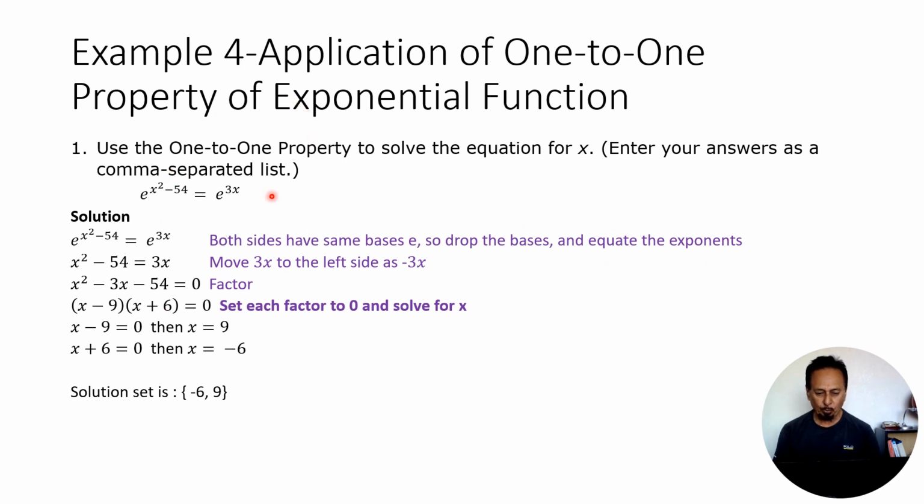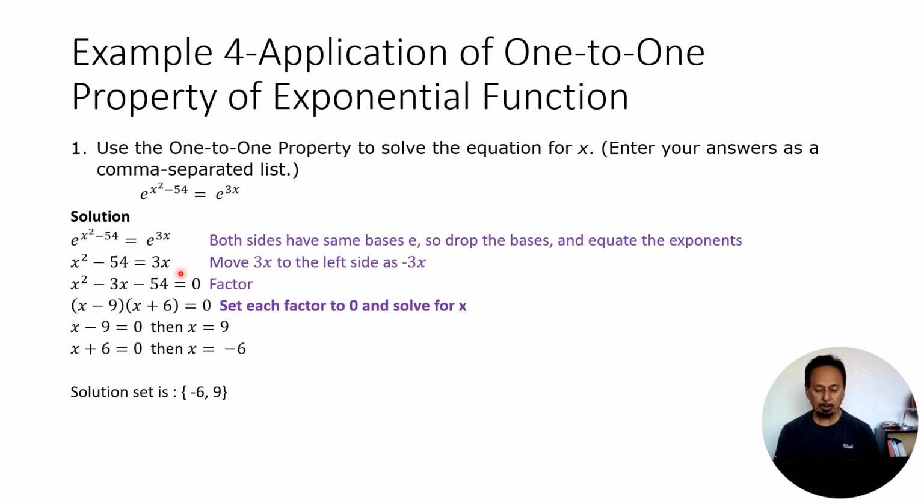So example 4. We're going to use the one-to-one property to solve the equation for x. The equation is e to the x squared minus 54 equals e to the 3x. If you look at this equation, both sides have the same base, e. So the one-to-one property says we can equate the exponents. So we'll get x squared minus 54 equals 3x.